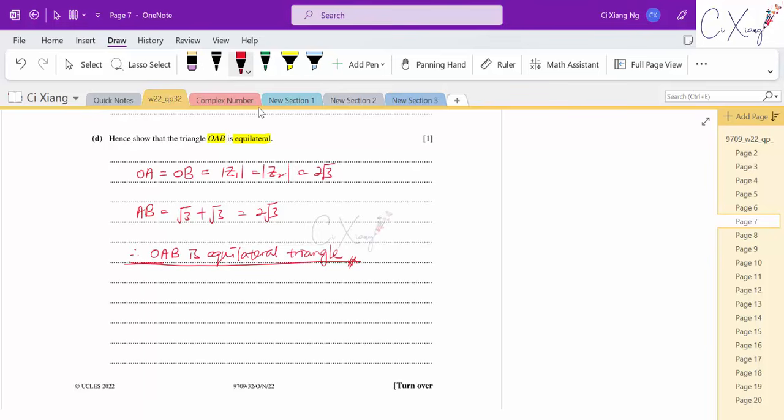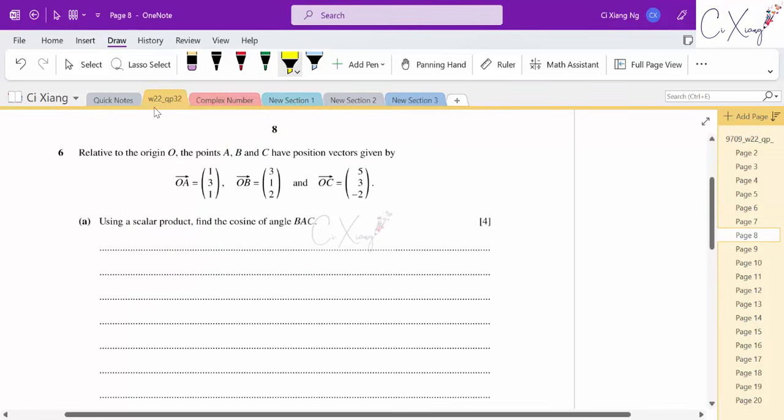Okay, so before you can make this conclusion, definitely you need to show some reason. How can you actually conclude that this triangle OAB is an equilateral triangle? Right? So this is how we answer question number 5.